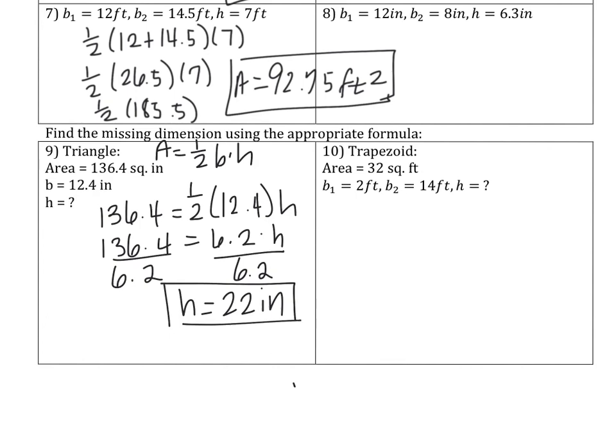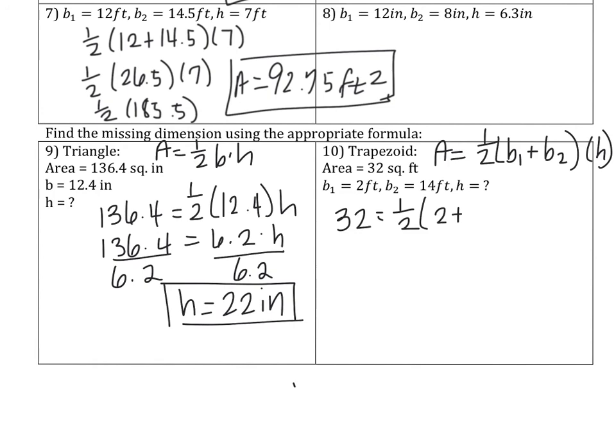Number 10, I'm going to write down my area of a trapezoid, and that is B1 plus B2 cut in half. I did it that way so you can see that that's what it is. It's cut in half, and then times the height. So let's fill in what we know. So they tell us the area, and that is 32 square feet, and that equals half of B1, which is 2 feet, plus B2, which is 14 feet, times the height.